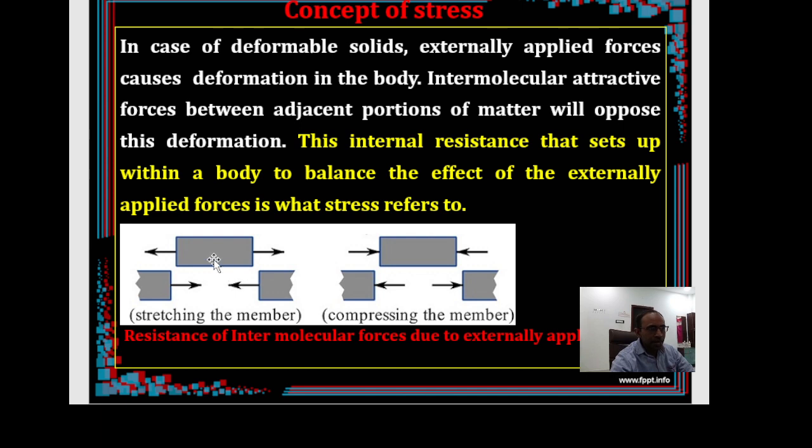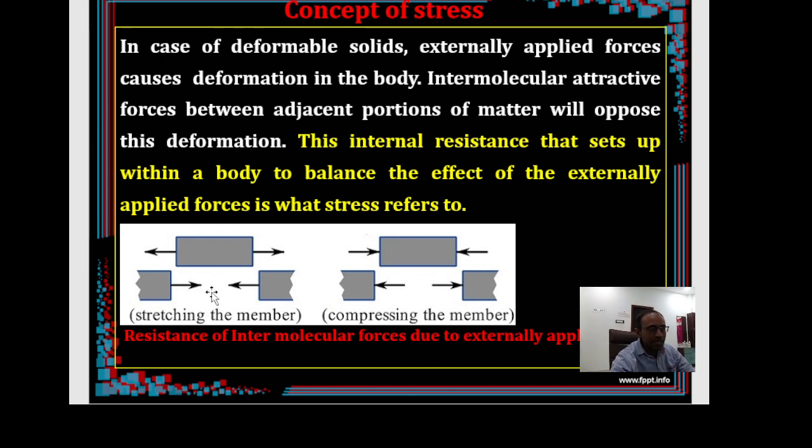Now inside, because there are attractive forces between the particles, they get disturbed by this external force, but they want to maintain that equilibrium. The attractive forces will try to stop this particular deformation caused because of the external force. In the process, right, this opposition force is what we are referring to as stress, right?